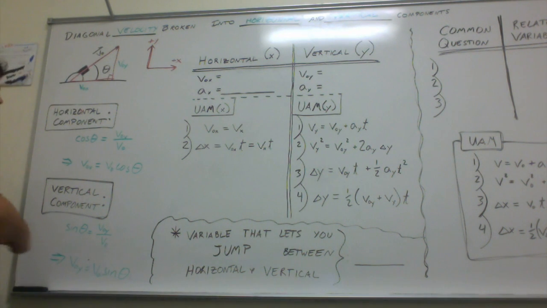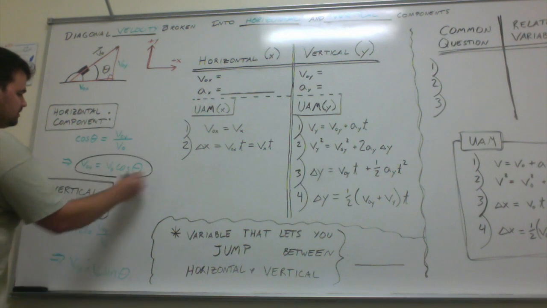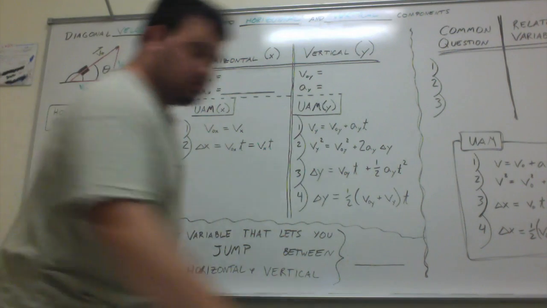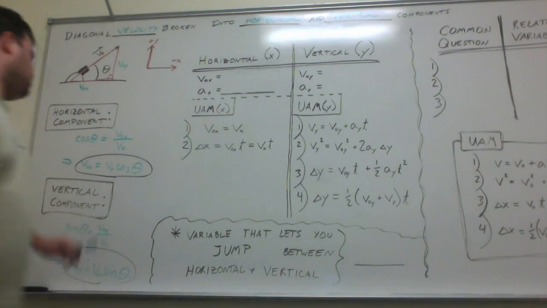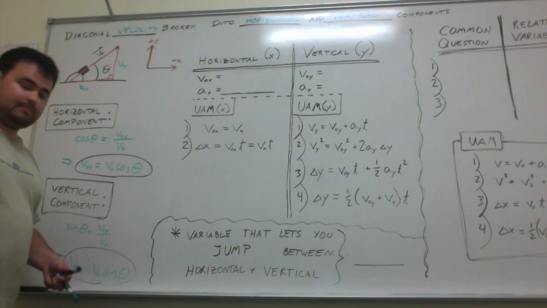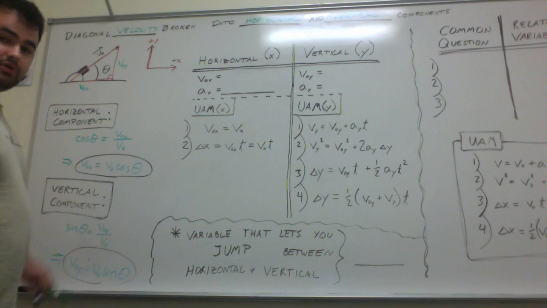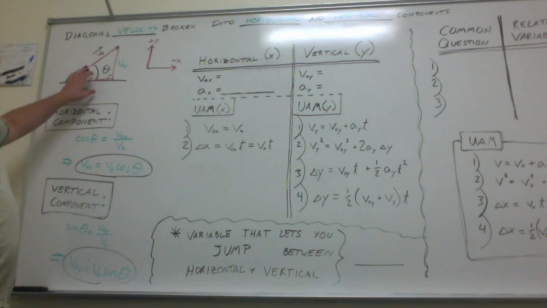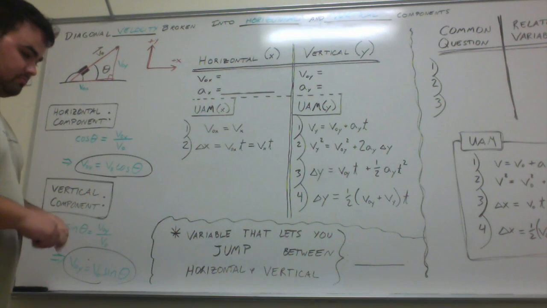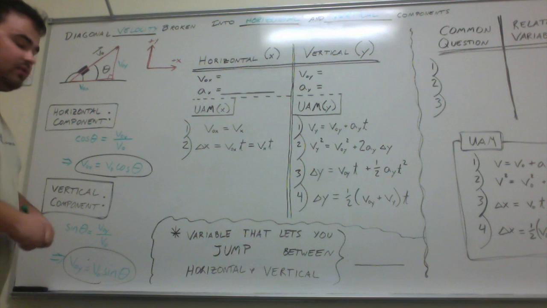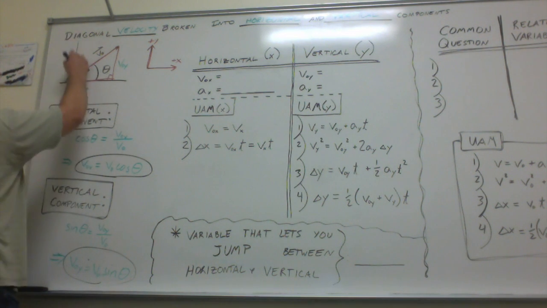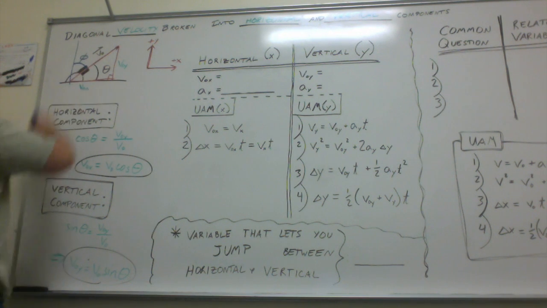And so these are our basic expressions for the horizontal component and the vertical component of velocity. The point is not to memorize these, the point is to be familiar with how to derive them. And usually this is how you would derive them. Most of the time your angle is measured from the horizontal. Occasionally it could be measured from the vertical. So instead of my angle being here, I could have an angle like this.